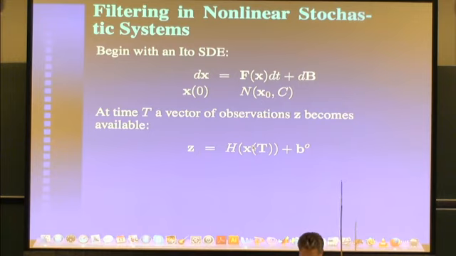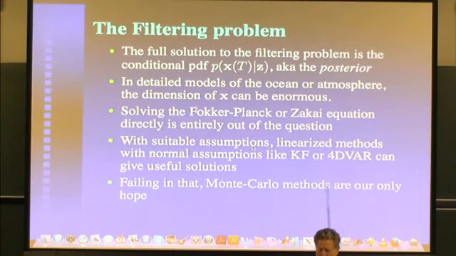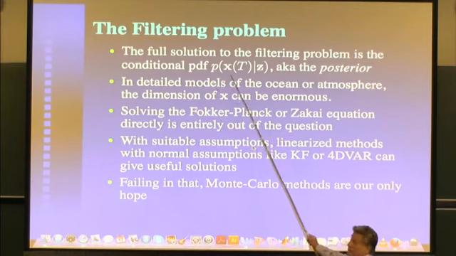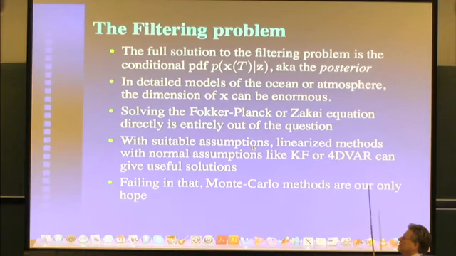And then at some time t, a vector of observations become available. And then what I want is to find the full conditional PDF of the system at time t. Oh my goodness, have I taken this much time already? I'm on slide 2. And that is the posterior.